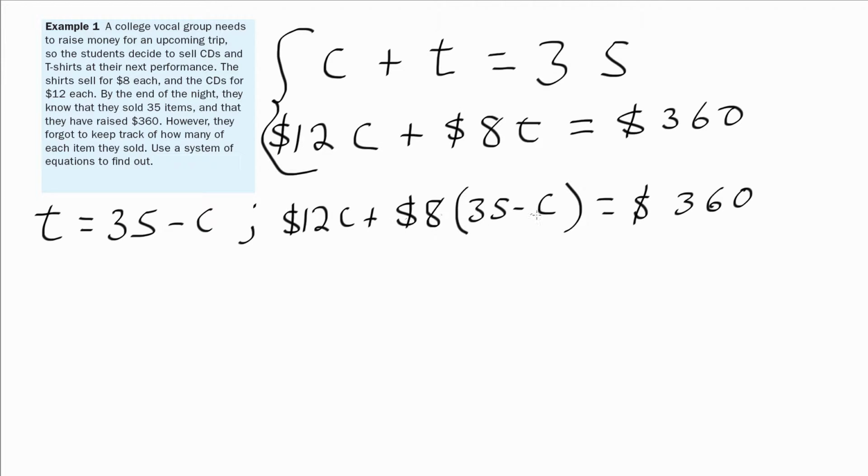I'm going to end up with a couple of values here, so I get 12c plus 8 times 35 minus c. 8 times 35, that's plus $280 minus 8c. That's equal to 360 still.